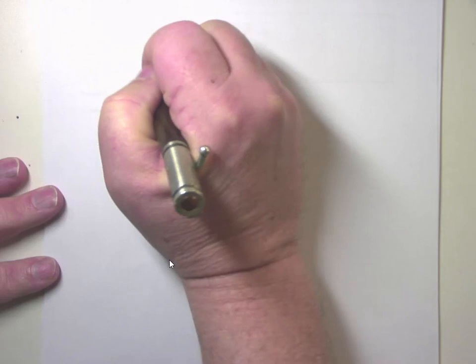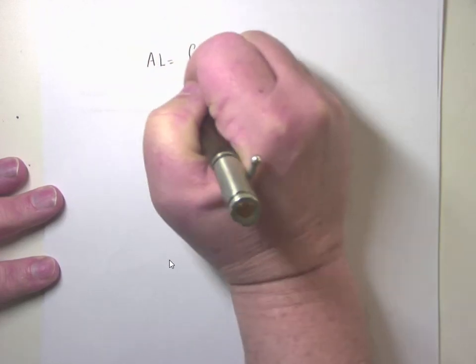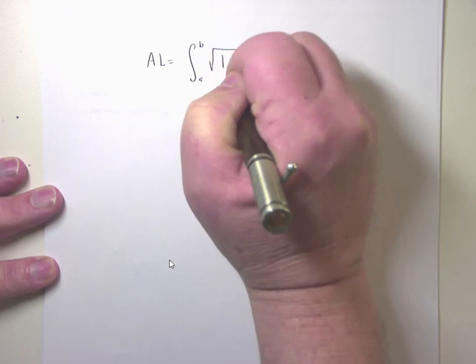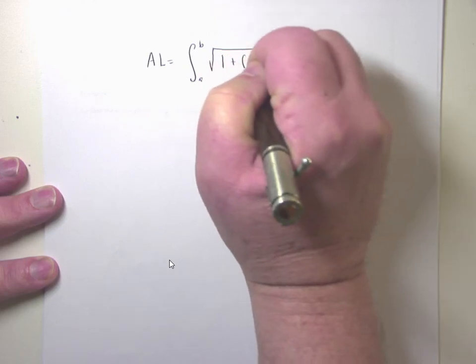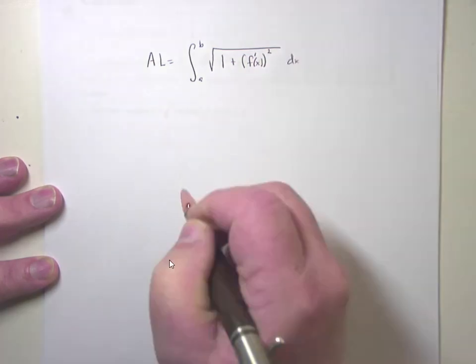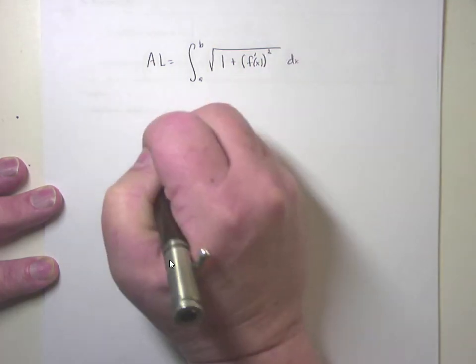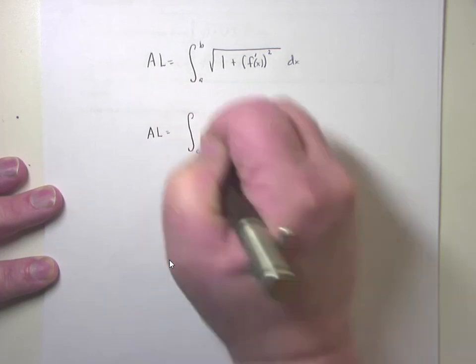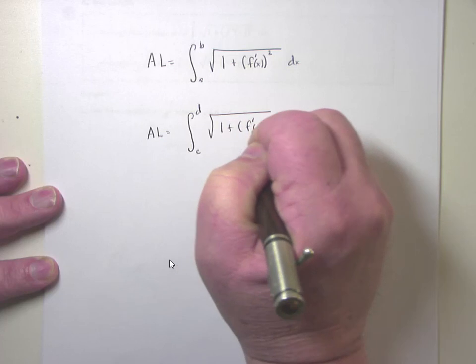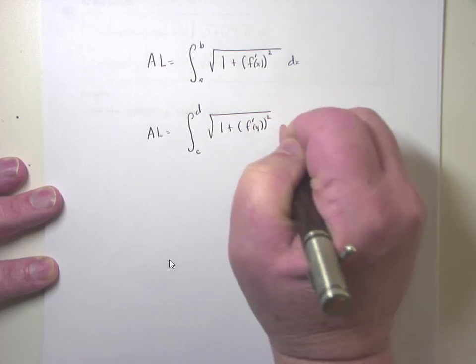And to remind you of the formula, there's two formulas you're going to need to know for this section. They're very straightforward. Arc length is equal to the integral from a to b of the square root of 1 plus the derivative of whatever function you're trying to find the arc length of, squared, dx. Or arc length would be equal to the integral from c to d of the square root of 1 plus the derivative of the y function squared, dy.